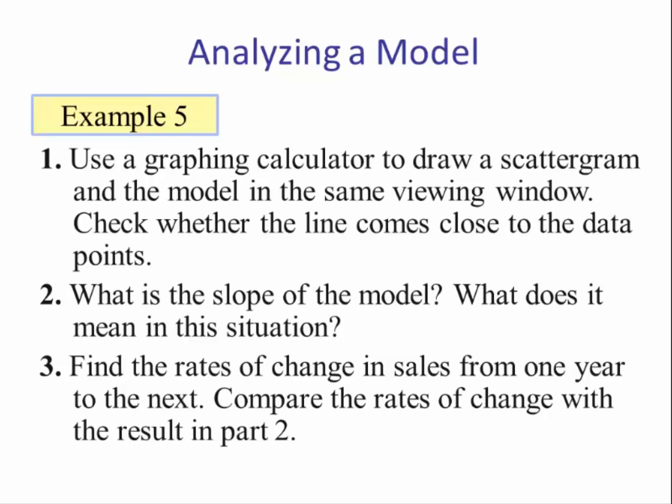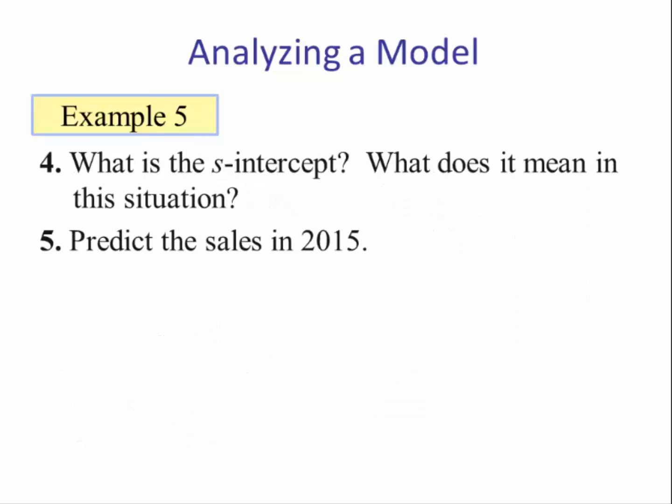Number 2, what is the slope of the model? What does it mean in this situation? Number 3, find the rates of change in sales for one of the years to the next. Compare the rates of change with the result in part 2. Number 4, what's the S-intercept? What does it mean in this situation? Number 5, predict the sales in 2015.